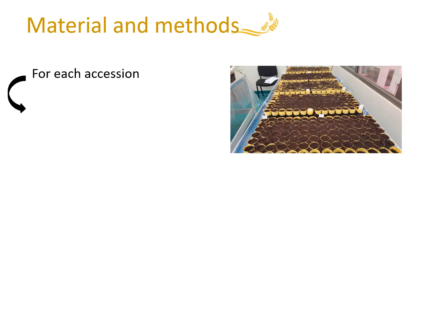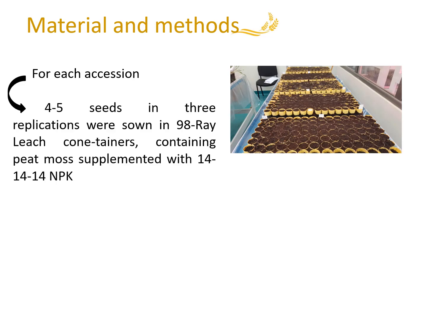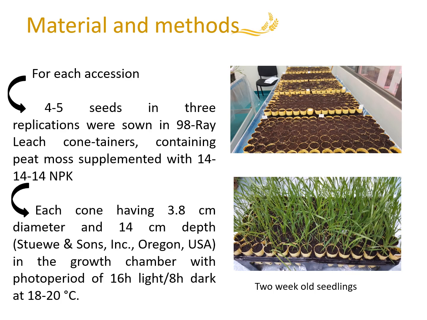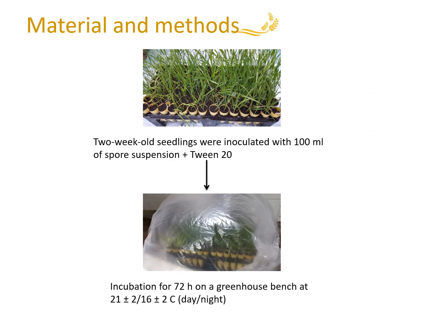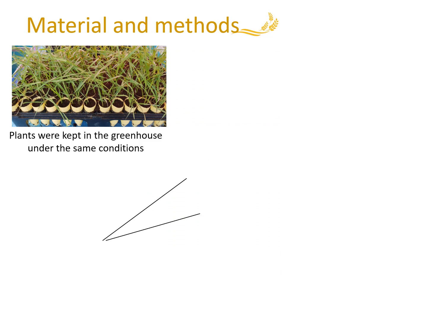For each accession, 5 to 4 seeds in three replications were sown in a tray of 98 cones, supplemented with NPK fertilizer in a growth chamber with 16 hours light and 8 hours dark. 2-week-old seedlings were inoculated with 100 ml of spore suspension, and after spraying, the seedlings were covered with plastic bags for 72 hours to maintain humidity and enhance spore germination and the infection process. The bags were then removed and the plants were kept in the greenhouse under the same conditions.